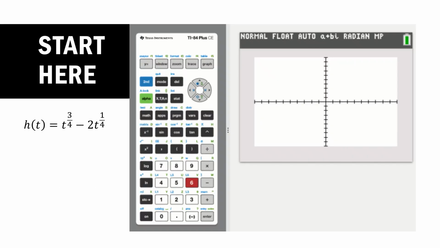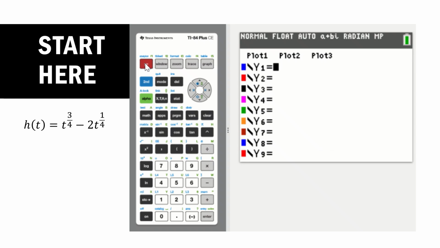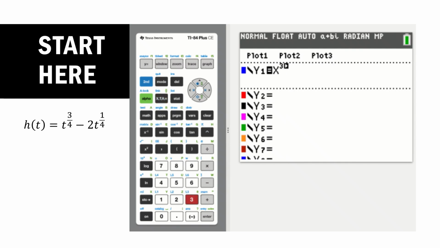Here's your original function. I'm going to look at it because why would I not look at it? So in a TI-84, I'm going to use x's and y's, and in Desmos, I'm going to use f of x's and x's. So right here, this would be x to the 3/4 power minus 2x raised to the 1/4 power.